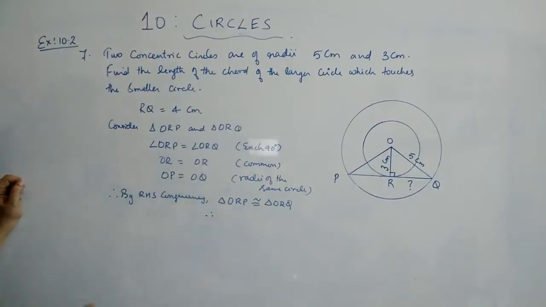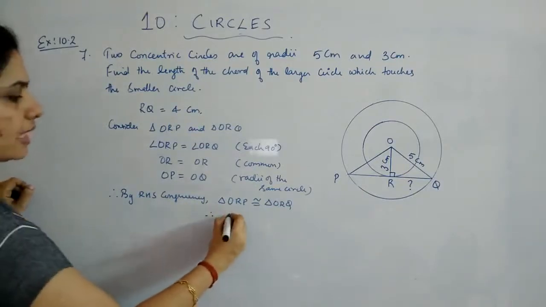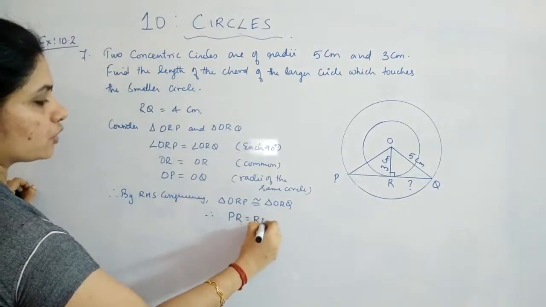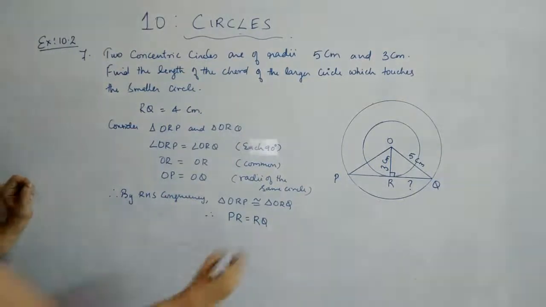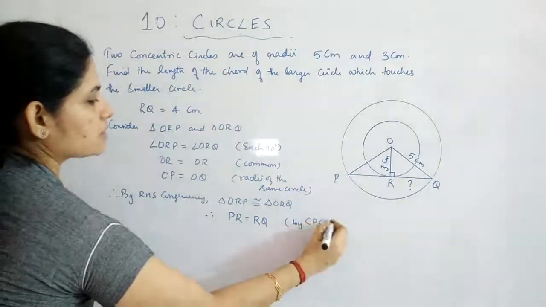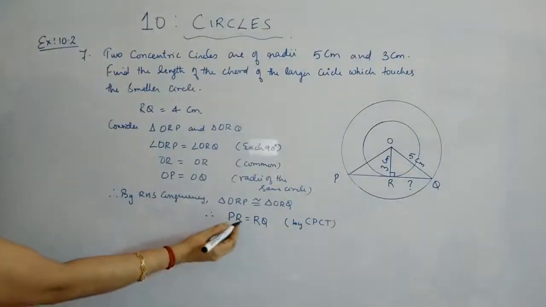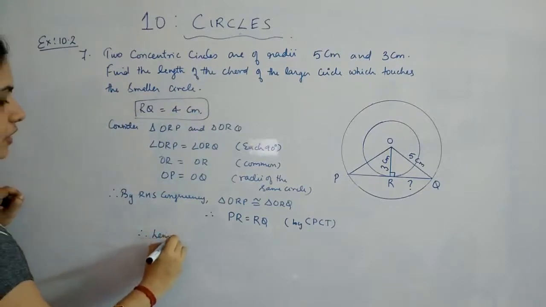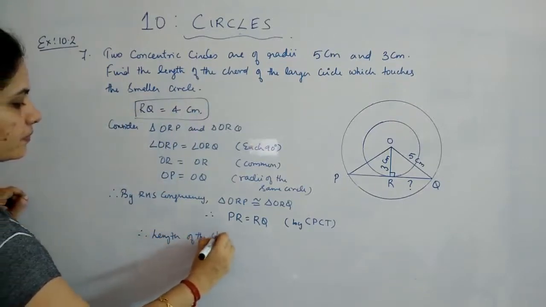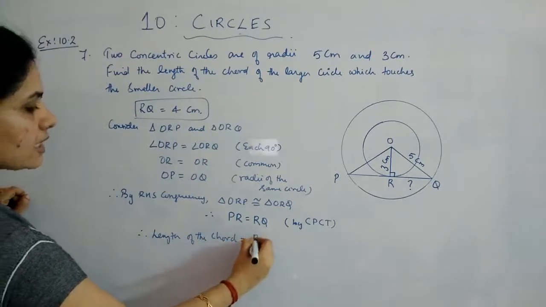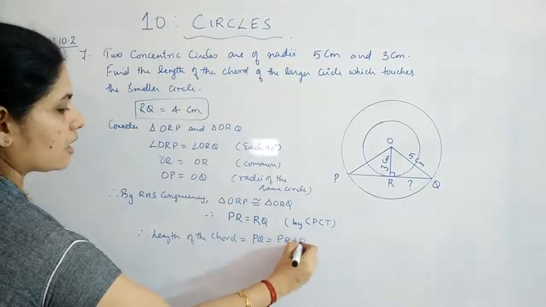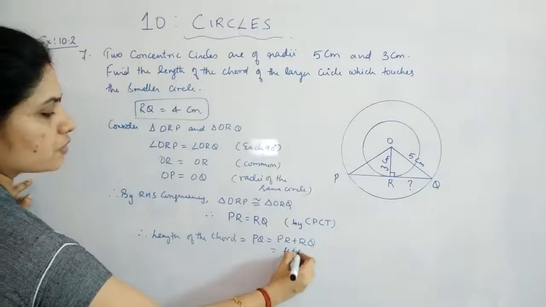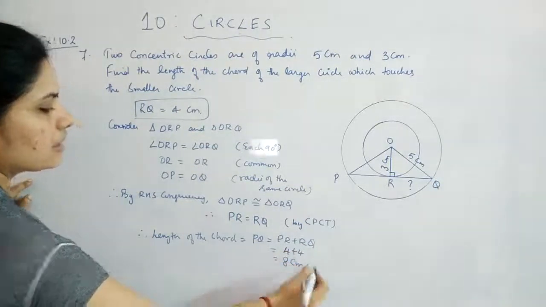Therefore, the corresponding remaining parts will be equal. By CPCT you will have, therefore, PR is equal to RQ. Now, when you got PR is equal to RQ, and RQ you have already got to be 4 centimeter, therefore the length of the chord is actually PQ, which is PR plus RQ. PR and RQ are same, so you can just take it as 2 into 4 or 4 plus 4, which will give you 8 centimeters.